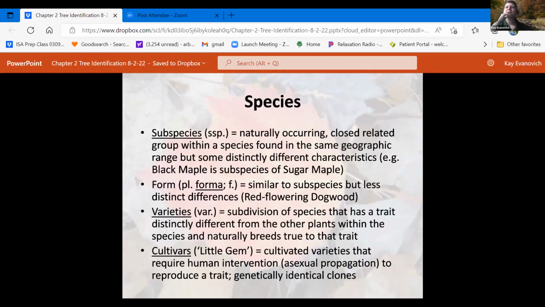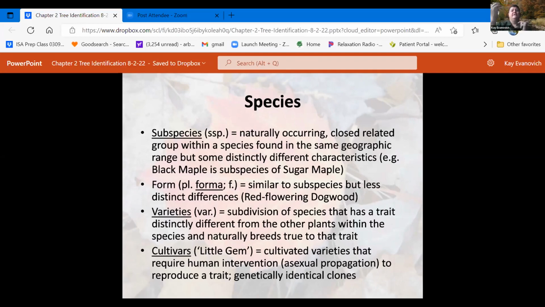Okay. So a subspecies within a species is always marked as ssp. So your subspecies, if it is one, you're going to see that ssp, period. It's a naturally occurring, closely related group within a species found in the same geographic range, but with distinctly different characteristics. Like a black maple is a subspecies of sugar maple. So it's very similar, but there's enough of a difference that it's a subspecies, right?